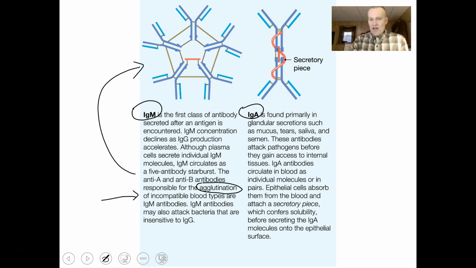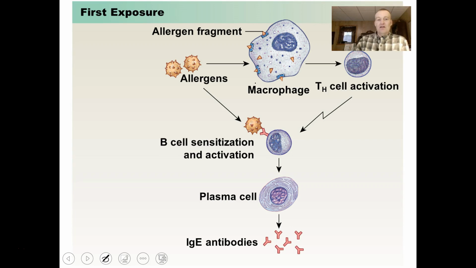So IgA is found mainly in glandular secretions. We're talking about mucus, tears, saliva, semen. These are where IgA antibodies are found. So before antigens even come into your body, these particular antibodies are trying to prevent them from becoming internal. So that's a little bit about the different classes of antibodies.